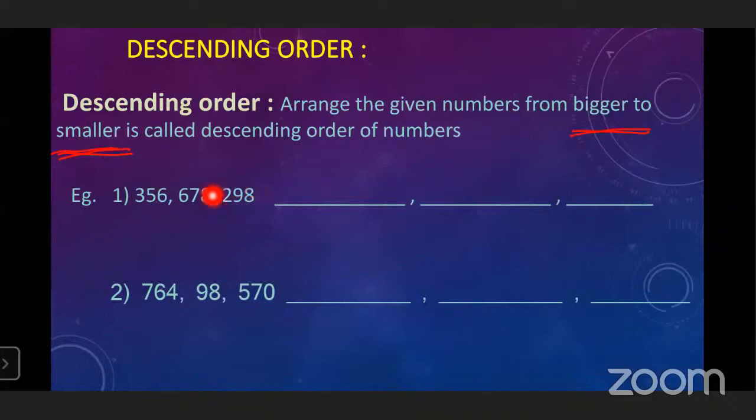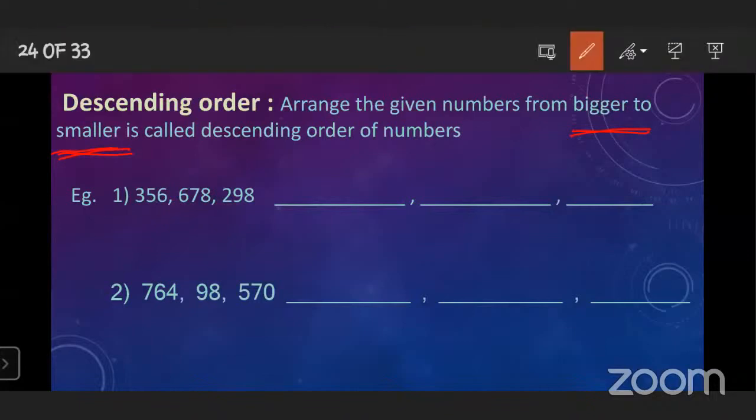So we have to find the bigger number. We see the digits first: all numbers have three digits. After that, you have to see the higher place. This number has three on the higher place, this number, 678, has six on the higher place, and this number has two on the higher place. So six is bigger, that's why this number is bigger. So you can write here 678.